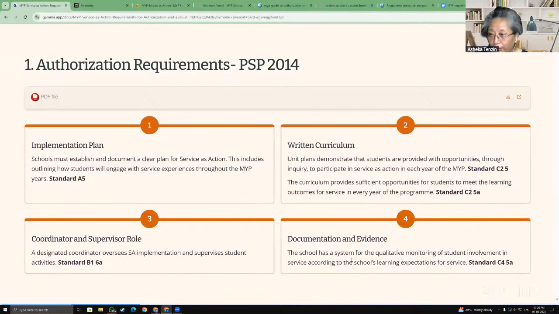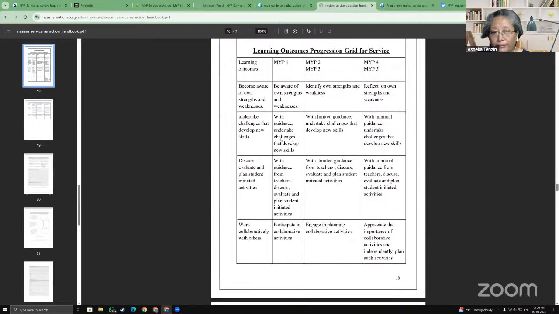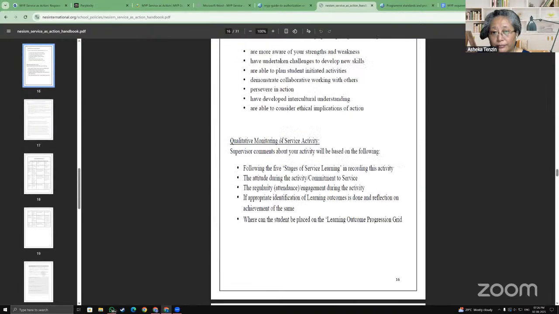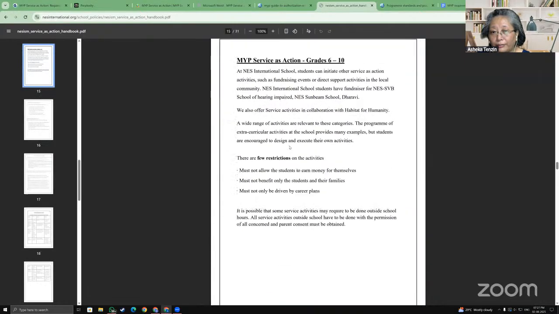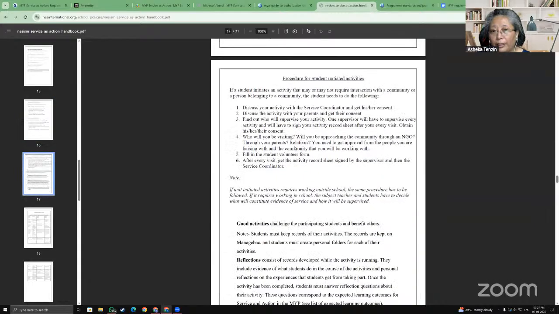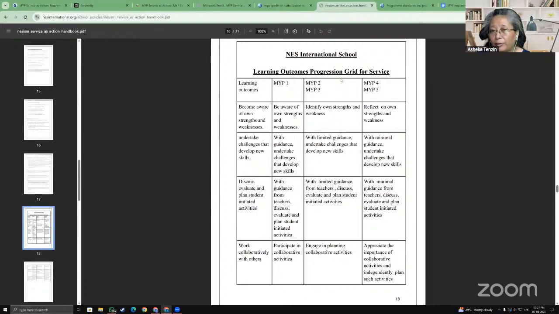The last thing for authorization is about documentation and evidence. The school has a system for the qualitative monitoring of student involvement in service according to the school's learning expectations for service. So if you look at this particular school's requirement, they have the qualitative monitoring, how they are going to self monitor, and they have the procedure for student initiated activities, and this is the learning progression grid.